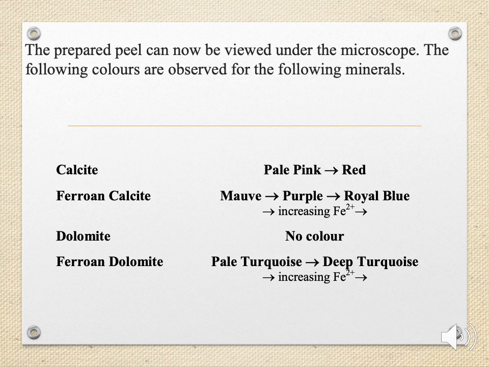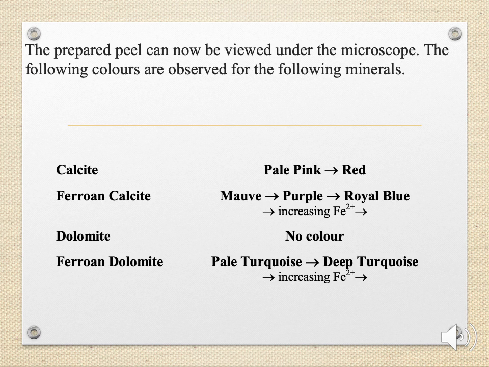And the calcite is going to be pale pink, and it might transition into red. The ferro calcite can be mauve, purple, or royal blue, and the intensity of the color increases with the iron content. The dolomite will remain unstained, so it will have no color, and the ferro dolomite is going to be pale turquoise to deep turquoise. And again, the intensity of the color increases with the increase in iron content.